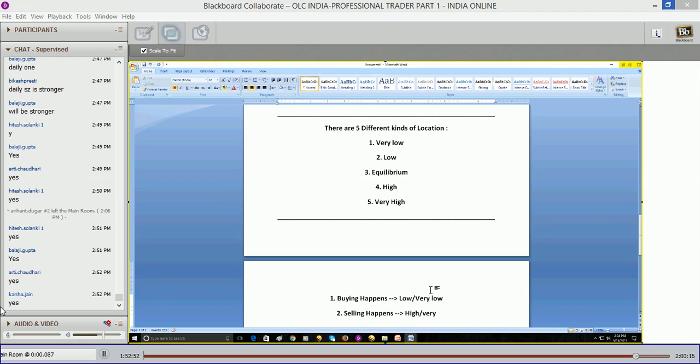Now some of you must be wondering, what is this low, what is this very low, where the buying is going to happen. So don't worry about it, guys. We are going to get into the depth of all of this starting tomorrow. We are going to be discussing the location bit of it. Buying happens at the low and the very low of the curve. Always remember, very low is preferable. Selling happens at the high or the very high end of the curve. Always remember, very high is preferable.